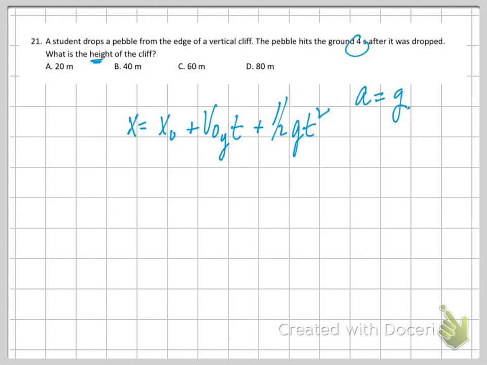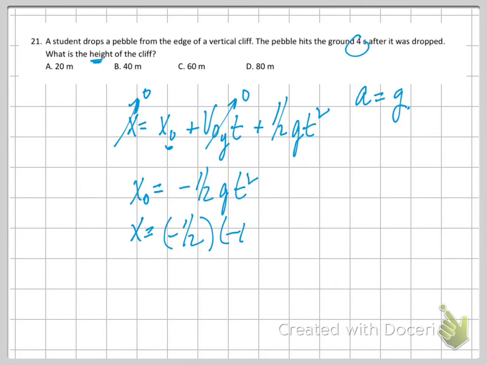And we know the initial velocity when we dropped the pebble was 0, so this whole term goes to 0. And we know its final position when it hits the ground is going to be 0. So solving for its height, which would be its initial position, let's leave x naught where it is, and we'll have x naught equals negative 1/2 g t squared.